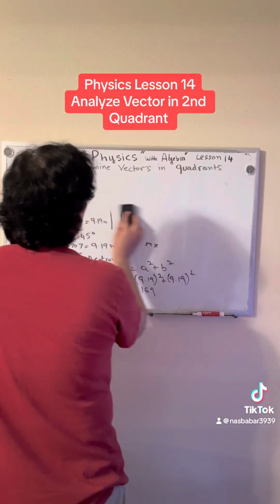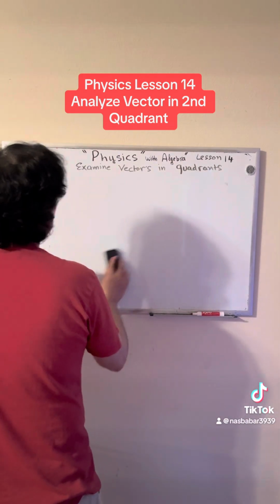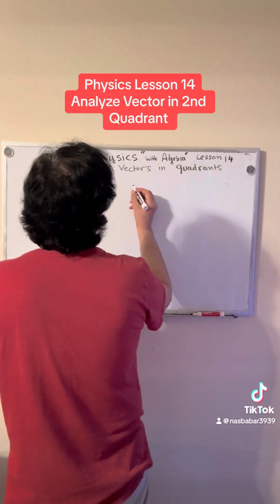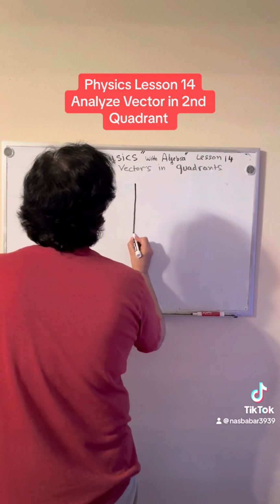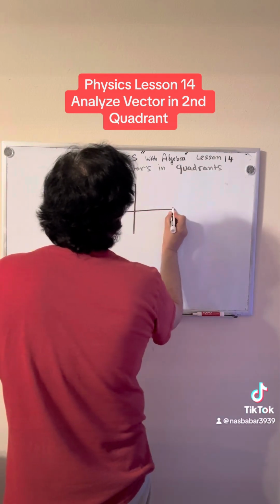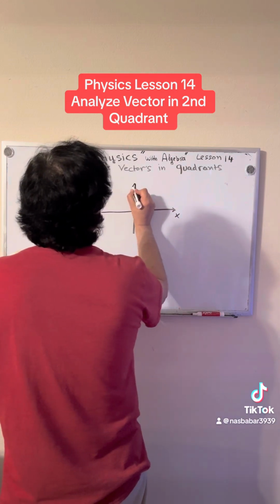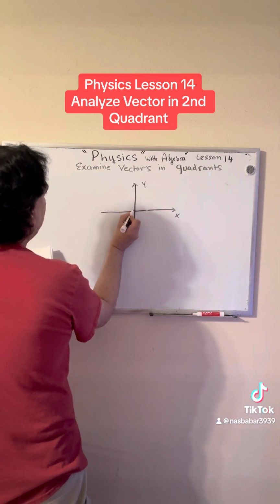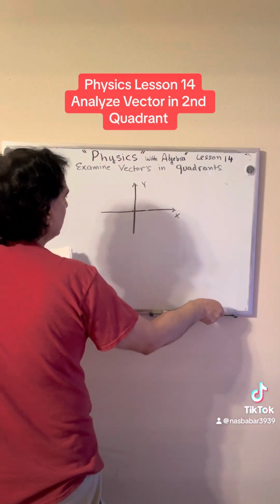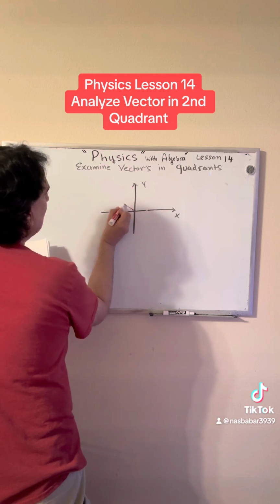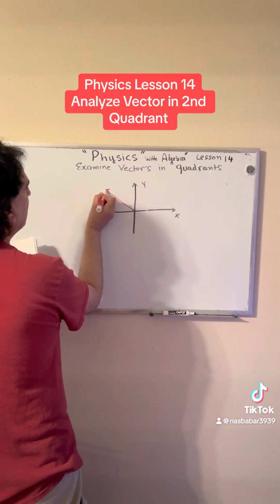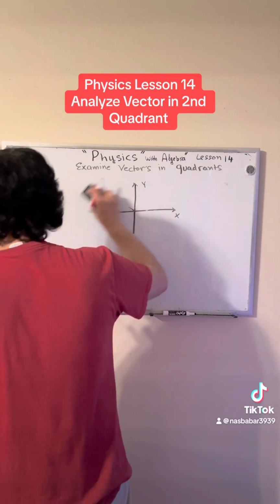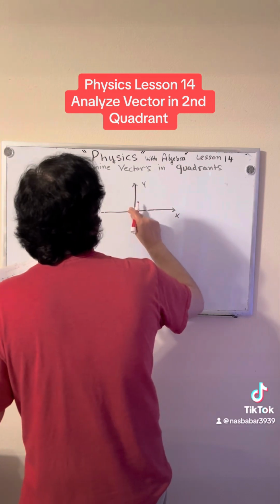I've already gone over quadrants. So, let's go ahead and draw a vector in the second quadrant. This is my graph. This is my x-axis, this is my y-axis. And this is the vector right here. Let me draw it in red. Actually, let me make it a little more accurate. So let's say we have a vector like this.